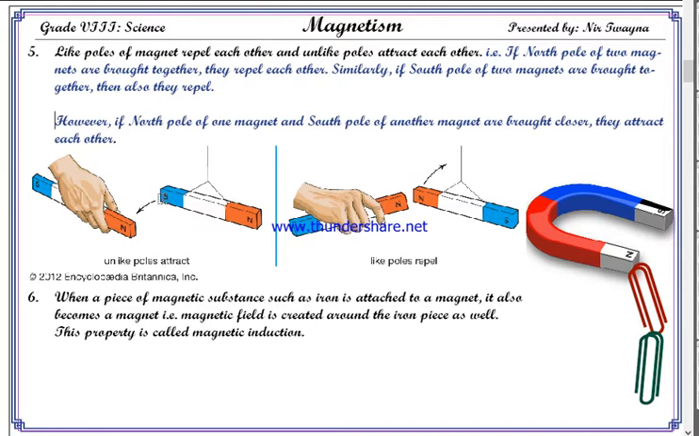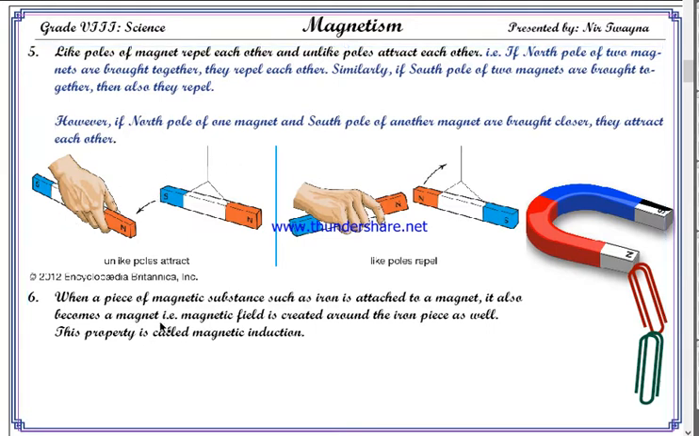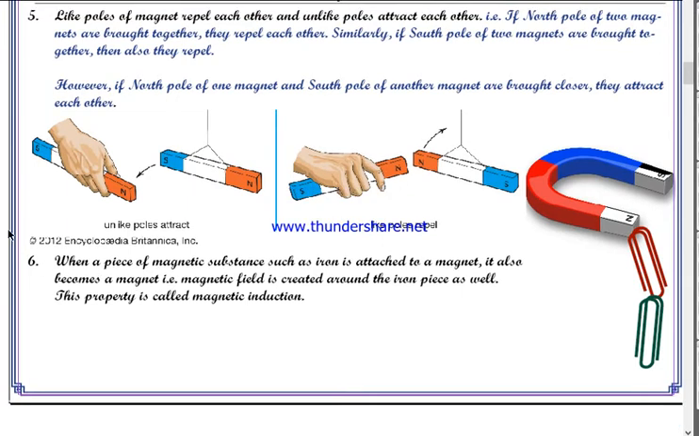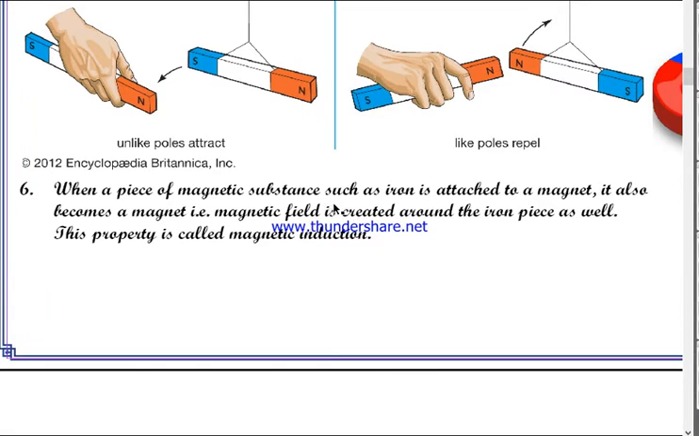Okay. Any confusion up here? Okay, now the last property, number 6. It says when a piece of magnetic substance such as iron is attached to a magnet, it also becomes a magnet. That is, magnetic field is created around the iron piece as well. This property is called magnetic induction.